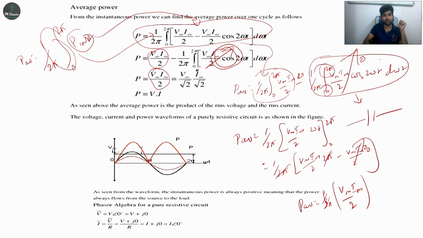So Vm Im by 2, we can write Vm by root 2 into Im by root 2. So that is Vrms into Irms. So finally we got the equation as power is equal to Vrms into Irms.